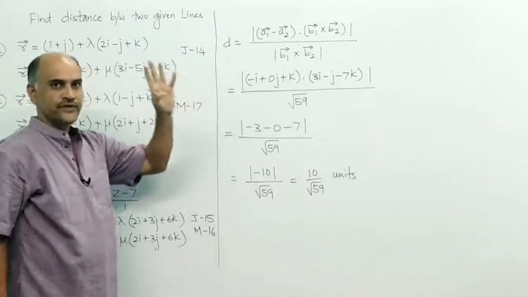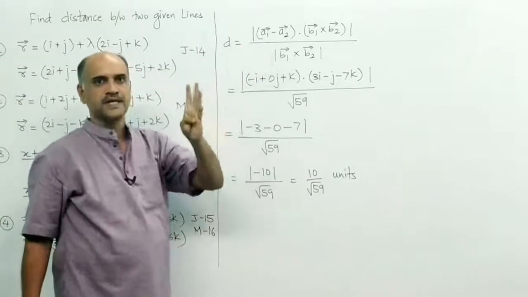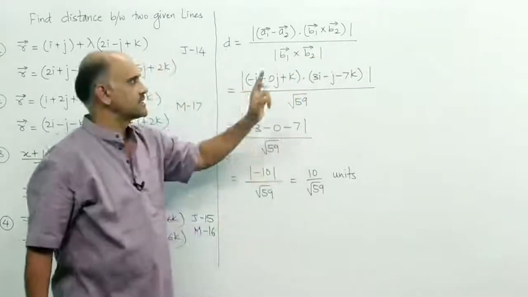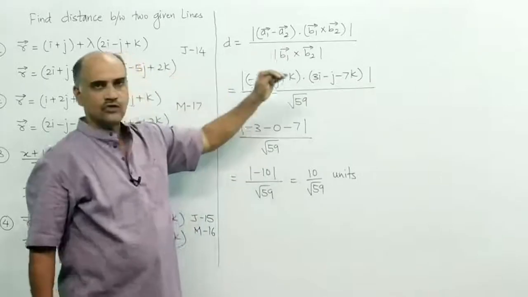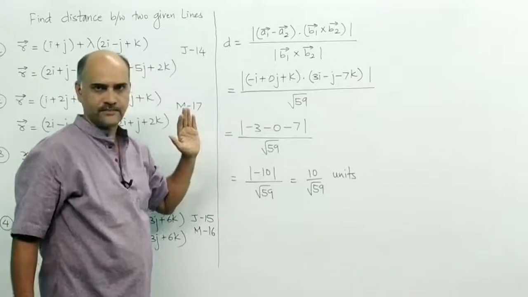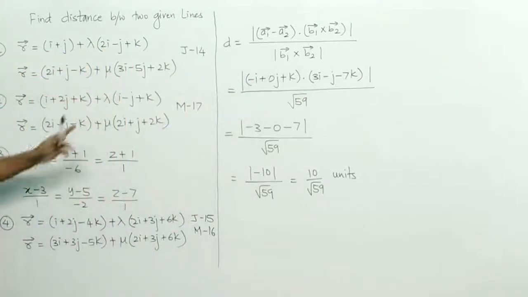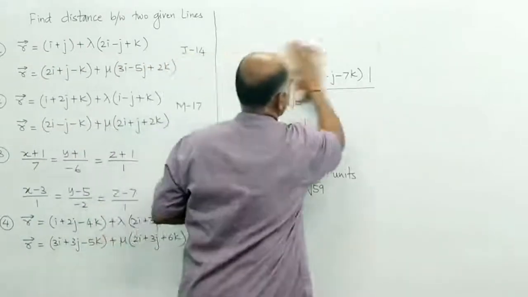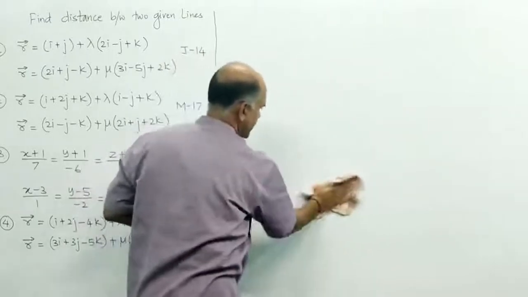Clear, students? So first find a1 minus a2. Second step, find b1 cross b2. Third step, find the magnitude of b1 cross b2. Fourth step, substitute in the formula, and you will have the answer. Clear? Then we will go for the second one. The second one appeared in March 2017. So again note down a1, a2, b1 and b2.